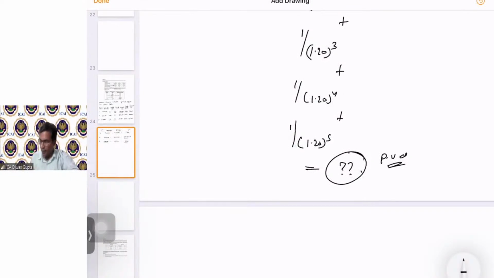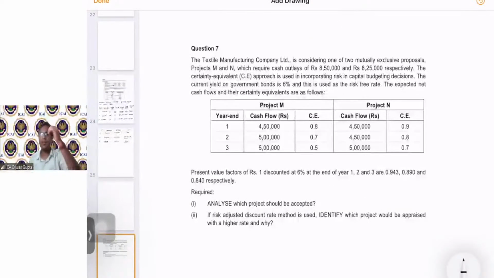Perfect. Let's come to question number 7. Question number 7 says the Textile Manufacturing Company Limited is considering one of two mutually exclusive proposals, Project M and Project N, which require cash outlay of 850 and 825 respectively. The certainty equivalent approach is used in incorporating risk in capital budgeting decisions. The current yield on government bonds is 6%, and this is used as a risk-free rate.